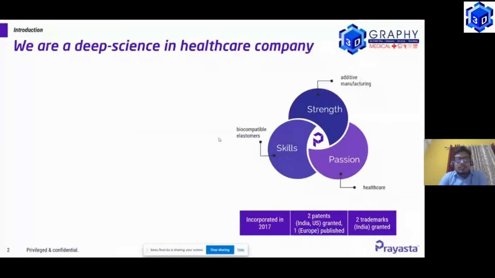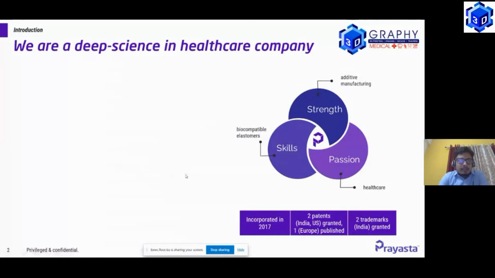So definitely our focus is going to be elastomers, not really thermoplastics, metals, or hydrogels. We got incorporated in 2017, so we are a roughly 4.5 year old startup, having 2 patents, India and US both granted, and one Europe as published.